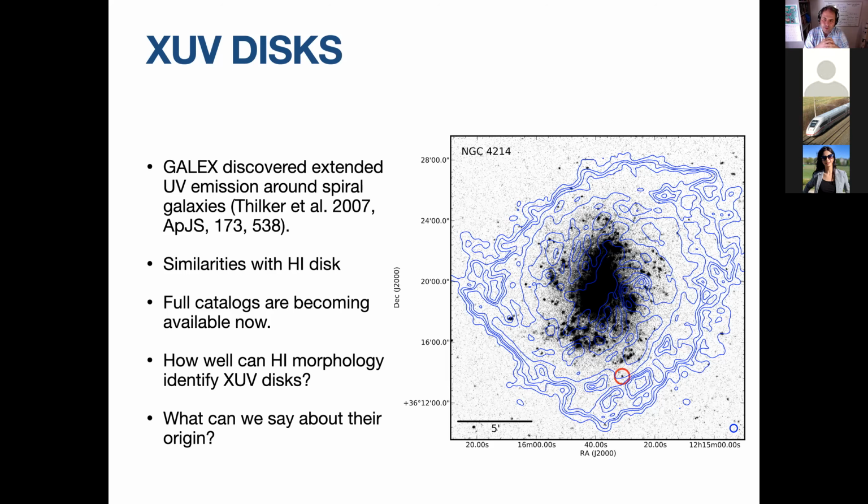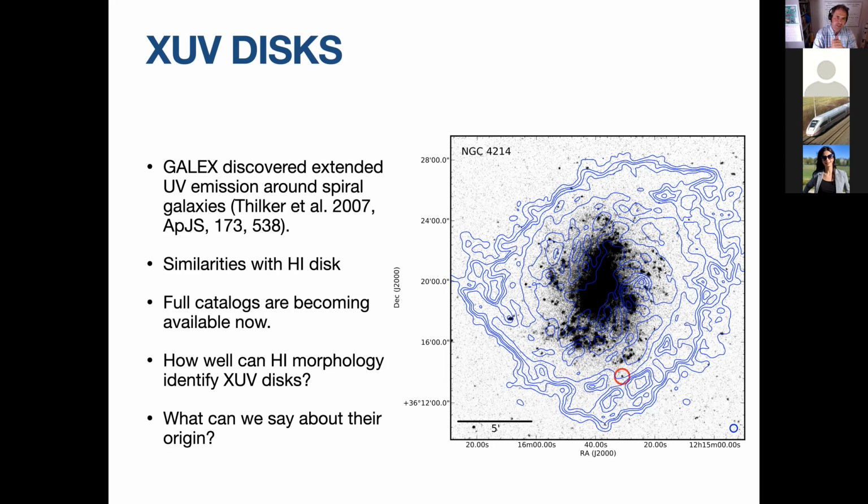Now, what I found is that the easiest thing to do is to go to the H1 map. So that's the blue contours, and say, pick a blue contour. And that's the extent of your galaxy. And that turns out to work quite well. So the red dot that you see here is the outermost H2 region that belongs to this galaxy.